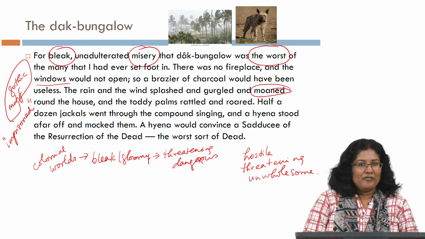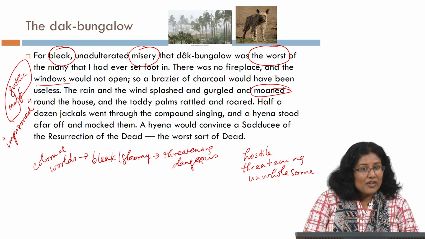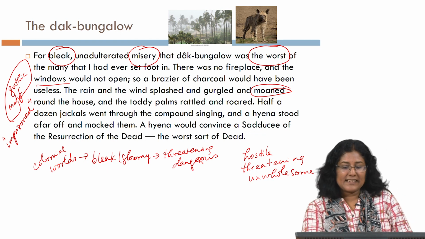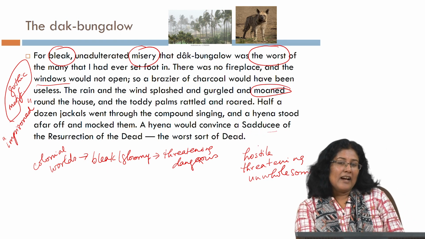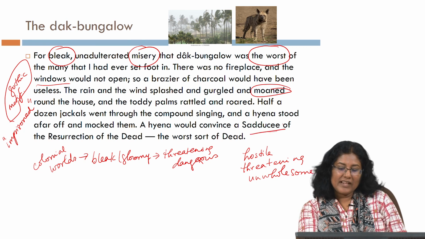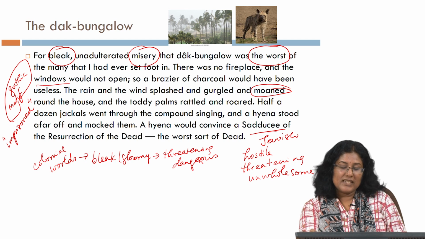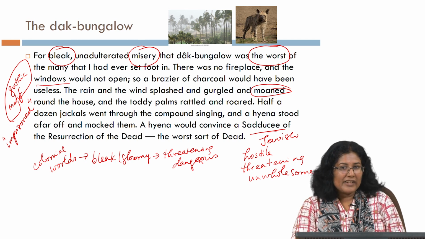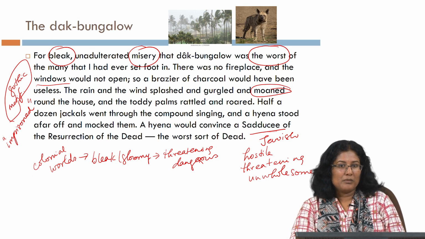And further, he says that this hyena would convince a Sadducee of the resurrection of the dead. Sadducee is a Jewish sect that doesn't believe in the resurrection of the dead, but this hyena is so persistent and apparently very convincing that it would make a Sadducee believe about the resurrection of dead people, the worst sort of dead.